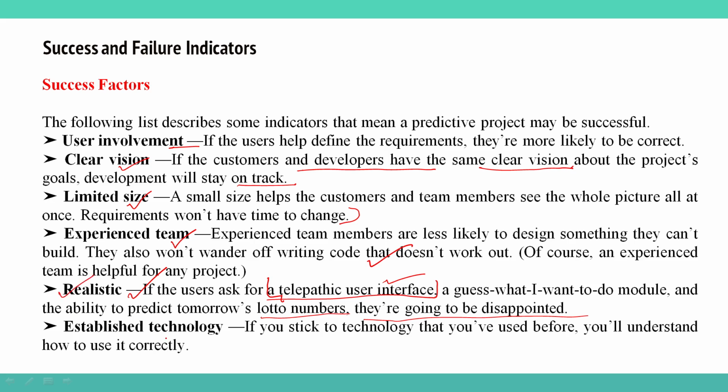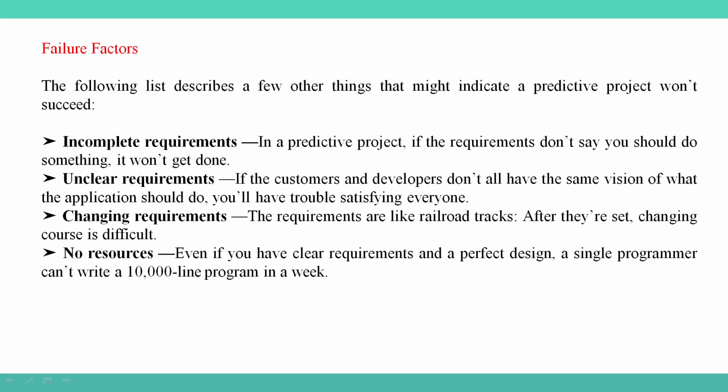Then established technology. If you are using an already understood and available technology, then definitely your project will be a success. Then failure factors. I think it does not require any kind of big explanations. One is incomplete requirements. If the requirement is incomplete, you cannot do anything. Your predictive model will be a failure. Then you have unclear requirements. If the requirement is unclear, then definitely you cannot do anything. Then changing requirements. If your requirement changes, we already said no changes allowed. Then no resources.